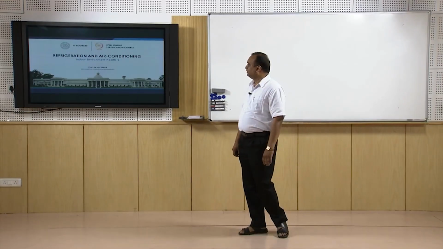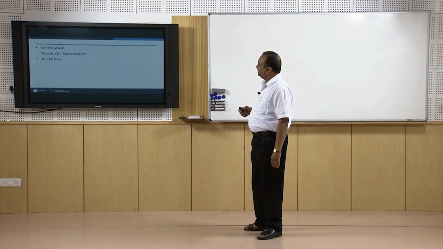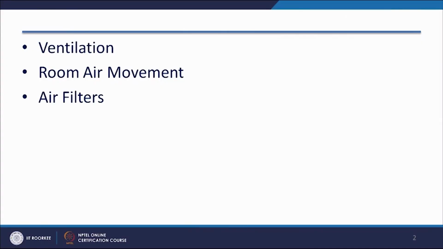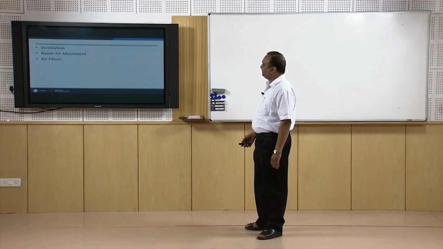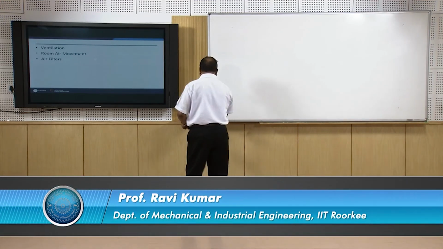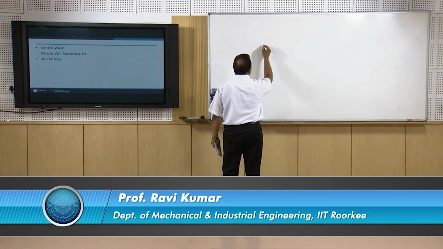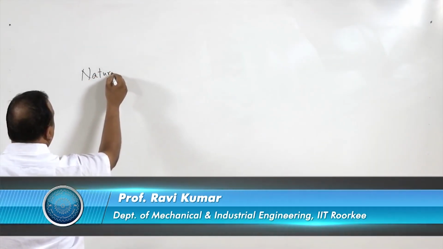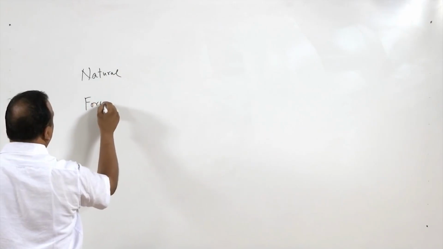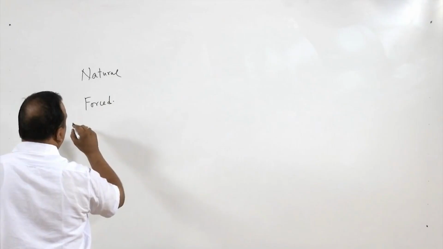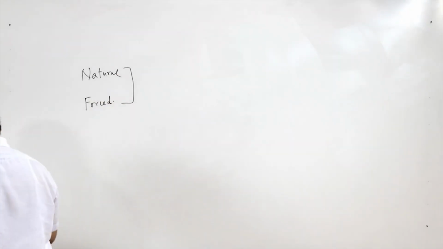Hello, I welcome you all in this course on refrigeration and air conditioning. Today we will continue our discussions on indoor environment health. Today we will discuss the ventilation, room air movement, and we will discuss about the air filters as well. Now in ventilation there are two types of ventilation. One is natural ventilation and forced ventilation.